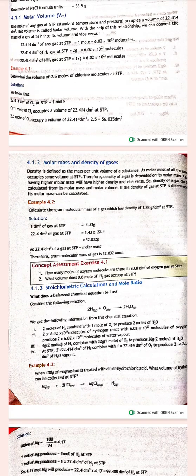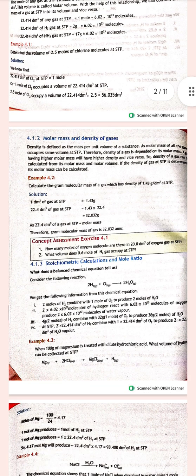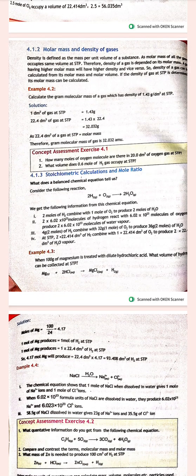Now we have this example. Determine the volume of 2.5 moles of chlorine molecules at standard temperature and pressure. So 22.414 dm³ of Cl2 at standard temperature and pressure is 1 mole, and 1 mole of Cl2 occupies a volume of 22.414 dm³ at STP. So 2.5 moles will occupy 2.5 multiplied by 22.414 dm³, which is equal to 56.035 dm³.